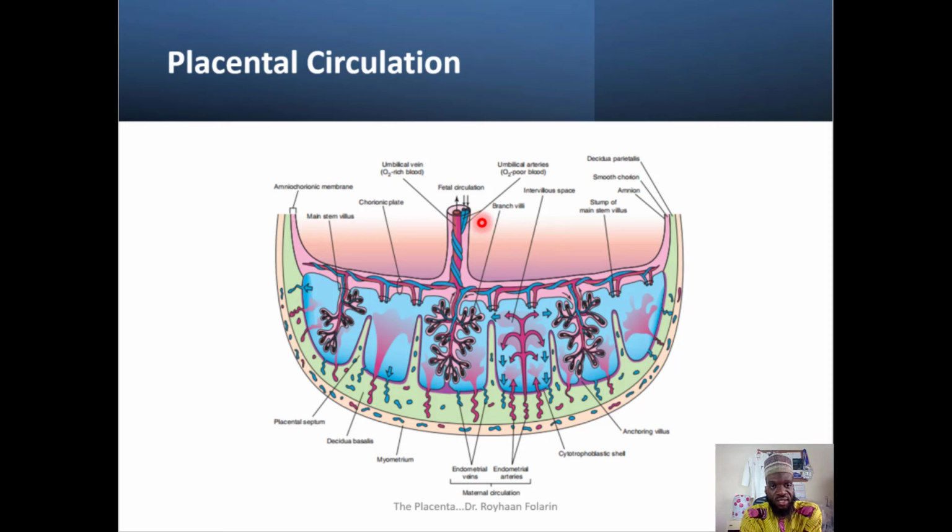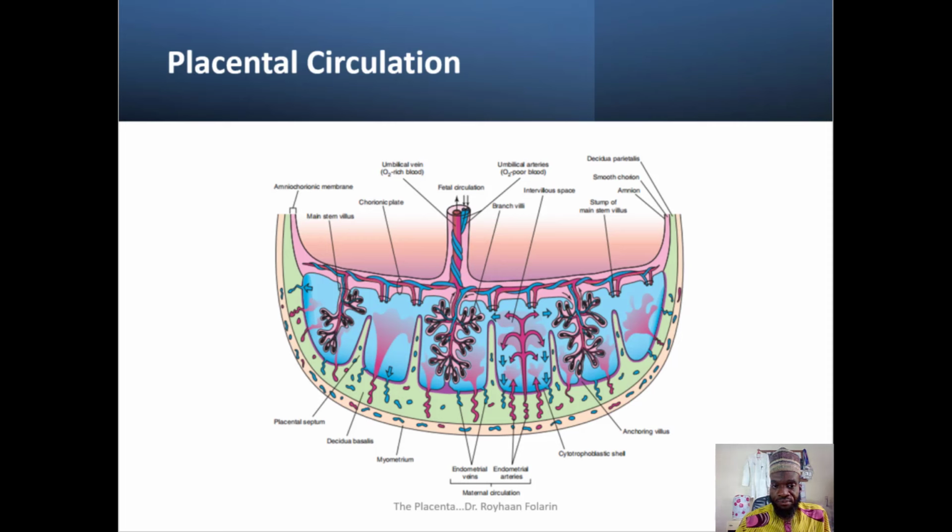So the umbilical artery in this case goes from the child to the mother, and it contains the deoxygenated blood. That's the blood that has poor oxygen. So it takes it into the mother for circulation. So this is how all of this happens around here. So you see the fetal placental circulation going on right here, and then the maternal circulation also right in here.